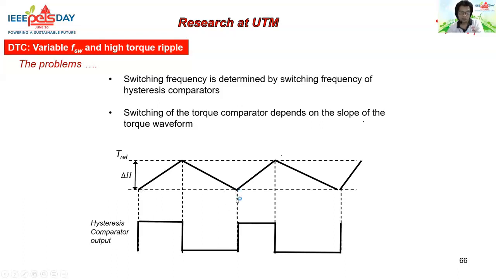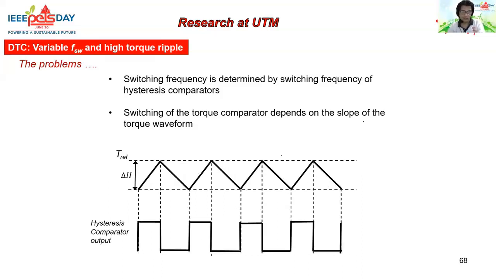Whenever it touches the lower band here, you have new switching states that have to be selected, which means that the switching frequency basically depends on the slope of the torque. The slope of the torque in this case depends on the operating conditions, which are the load torque, the speed of the motor, the DC voltage, and so on. So you end up with a variable switching frequency, which is not good for motor drives, because it is very difficult to, for example, design the filter for the inverter.